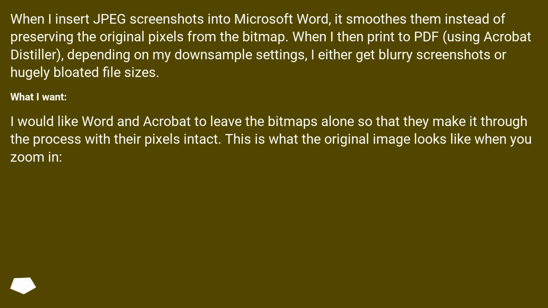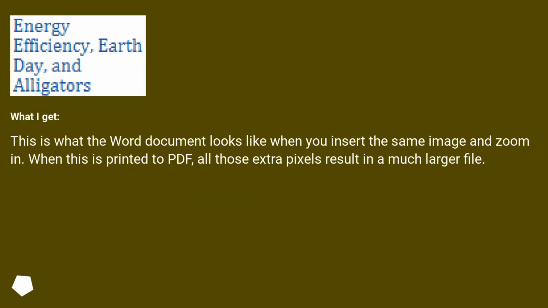What I want: I would like Word and Acrobat to leave the bitmaps alone so that they make it through the process with their pixels intact. This is what the original image looks like when you zoom in. What I get: this is what the Word document looks like when you insert the same image and zoom in. When this is printed to PDF, all those extra pixels result in a much larger file.